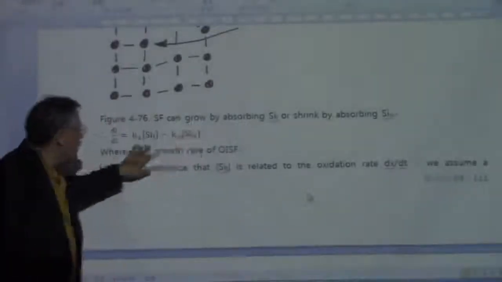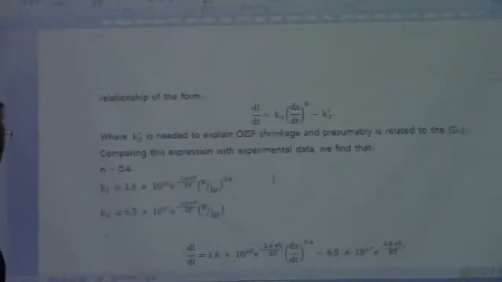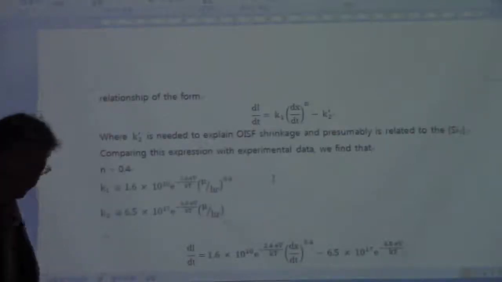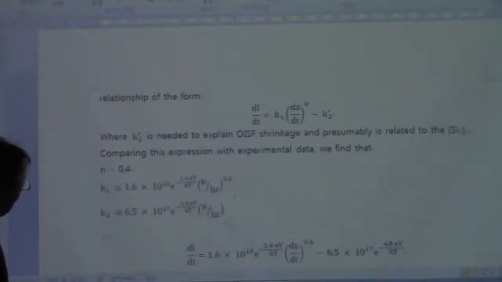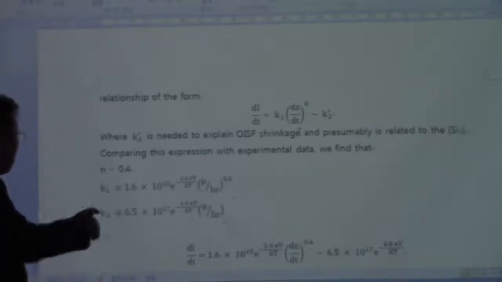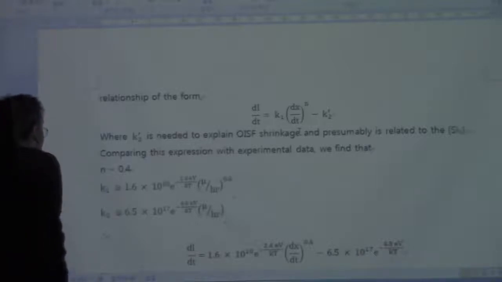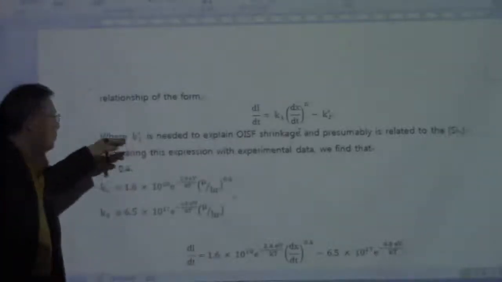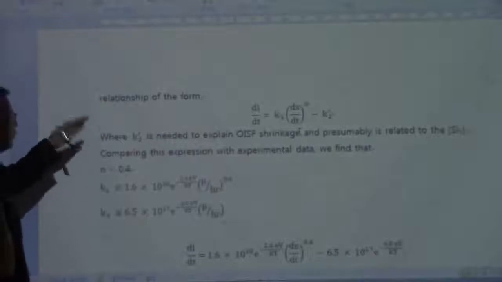And the growth rate can be explained something like this. And then what we have to do is, what is K1 and what is K2? That's the thing we have to understand. Well, that's a hypothesis. Now, this term, dx over dt, is the oxidation rate, right? The x is the thickness of the oxide. And here the K2 we don't know, but it is something related to the shrinkage.